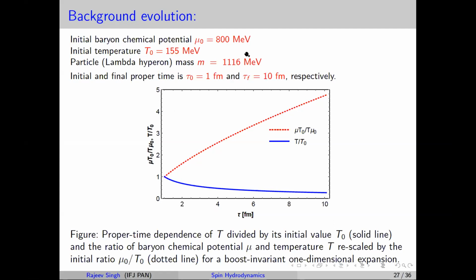Now one can say that RHIC and LHC have baryon chemical potential very low, but we have very high. So the thing is that in this talk, in this paper, we are not comparing with the data. We are just seeing what will happen if I use our framework for a very simple model. So this is just an exploratory work for our new framework, and this is the evolution time.